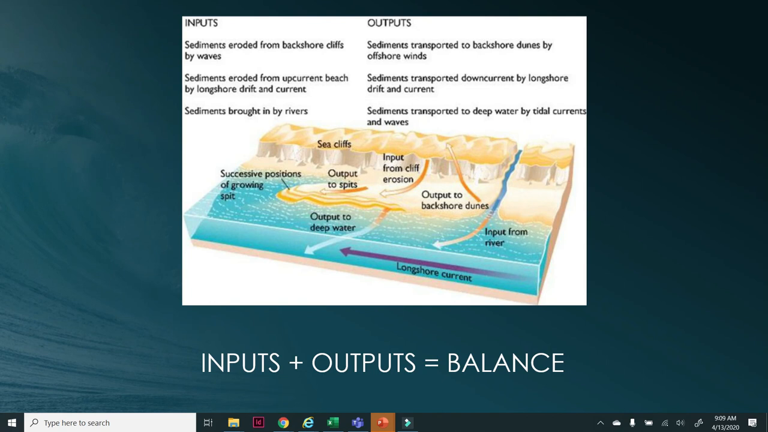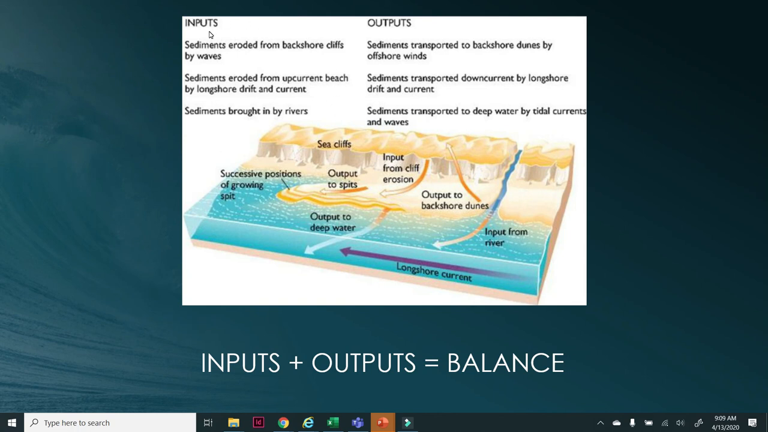When we talk about beaches, we talk about the balance of inputs and outputs for sand. Okay, so if you have a beach that doesn't change, then it is in what we call steady state. Okay, it means that the inputs and the outputs are perfectly balanced. Let's talk a little bit about what these inputs and outputs are.